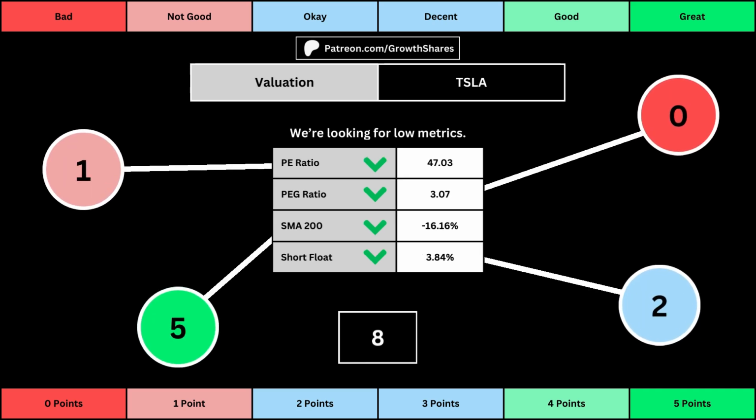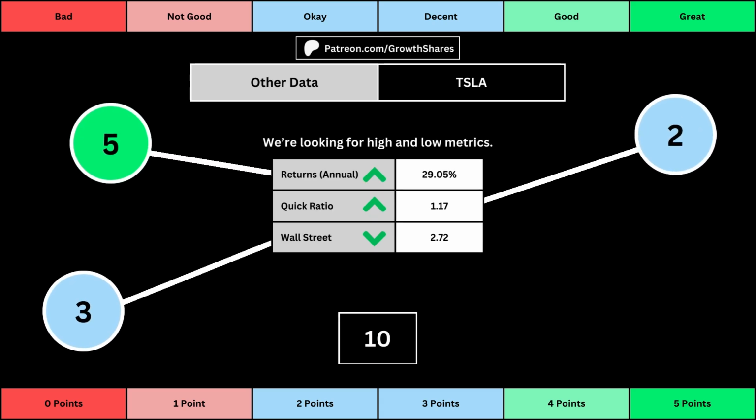This third set of metrics deals with the valuation of the company's stock based on its business. Think of the PE ratio as a measure of speculation around the stock. We want it low. The PEG ratio adds earnings growth to the PE ratio. Then, the 200-day simple moving average is the average stock price over that period. We want that low because it means we have a cheaper stock price. And then, short float is basically how bearish other investors are on the stock. For these 4 metrics, we want the values to be as low as possible. That will give us a higher point total within the bubbles.